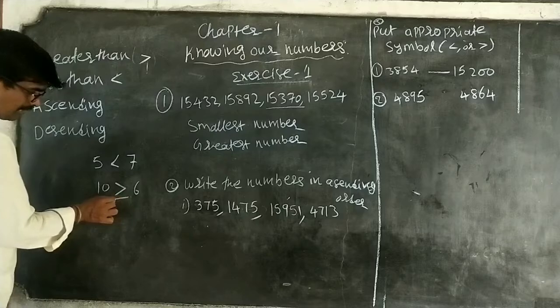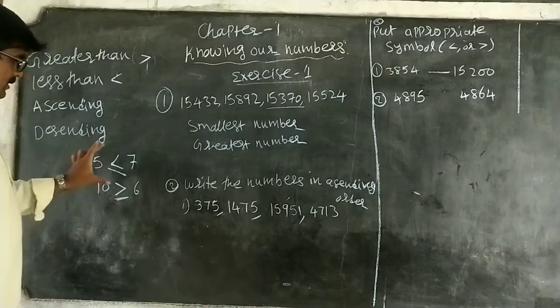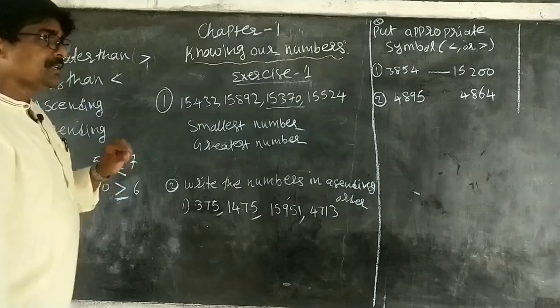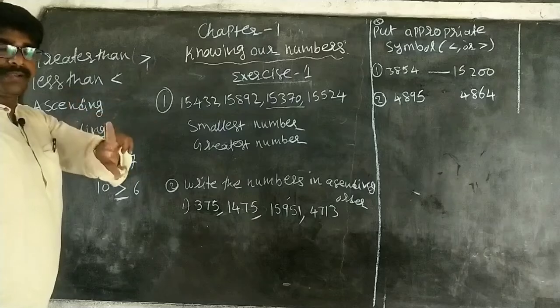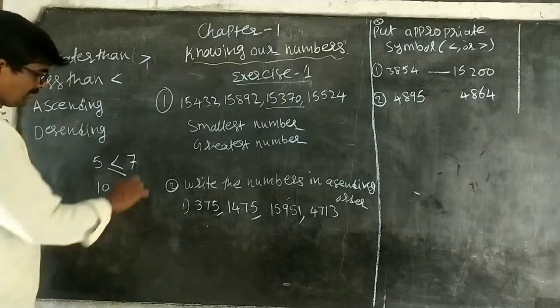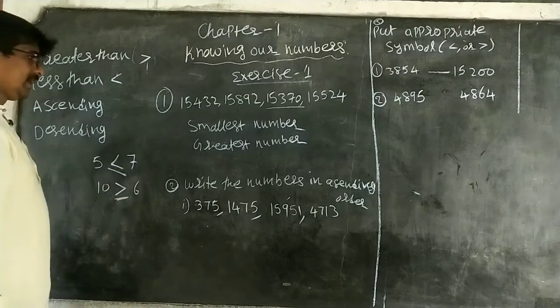This is the symbol of greater than. This is the symbol of less than. Simply understand which side is the big number. That side is open. Which number is big? That side is open. This is the less than symbol. This is the greater than.